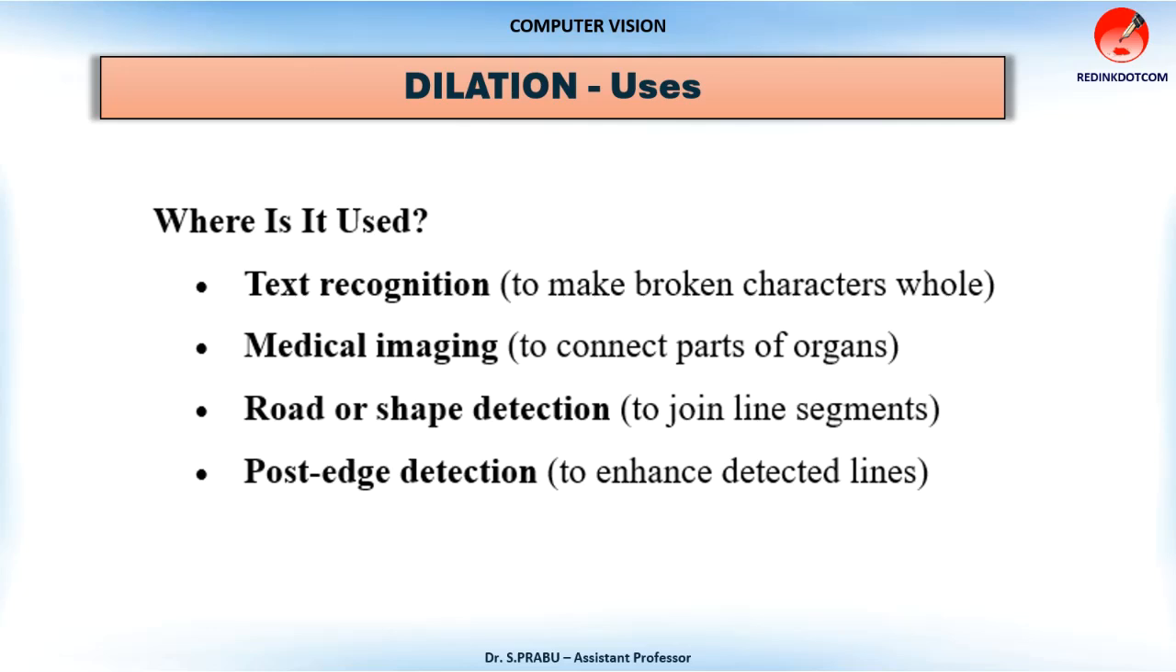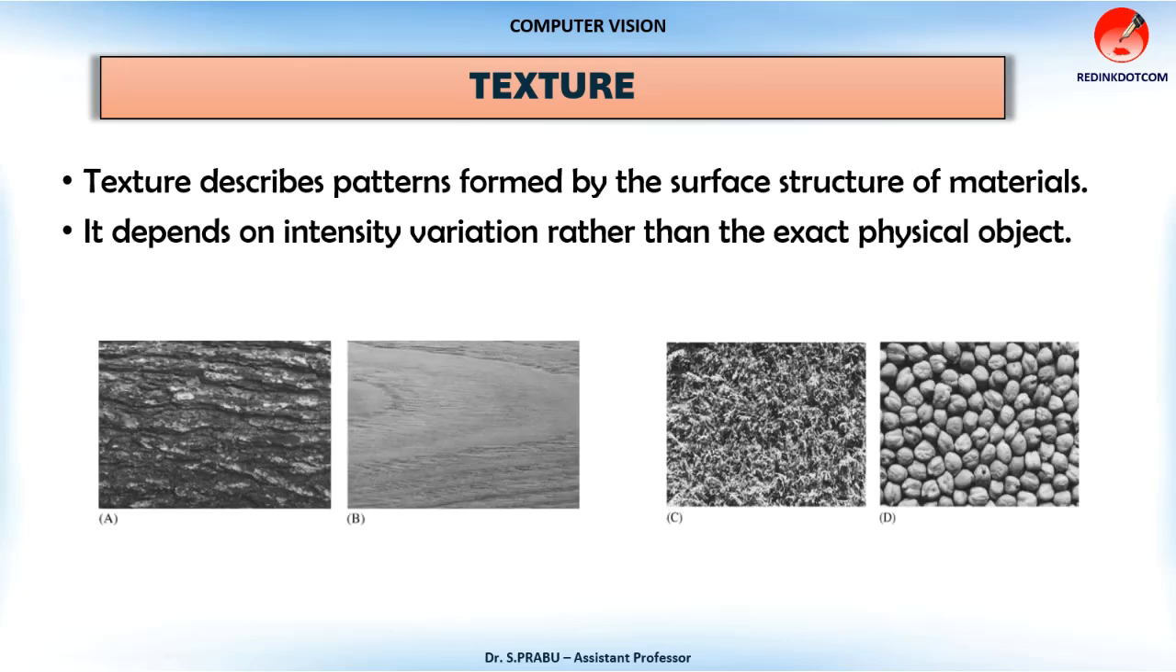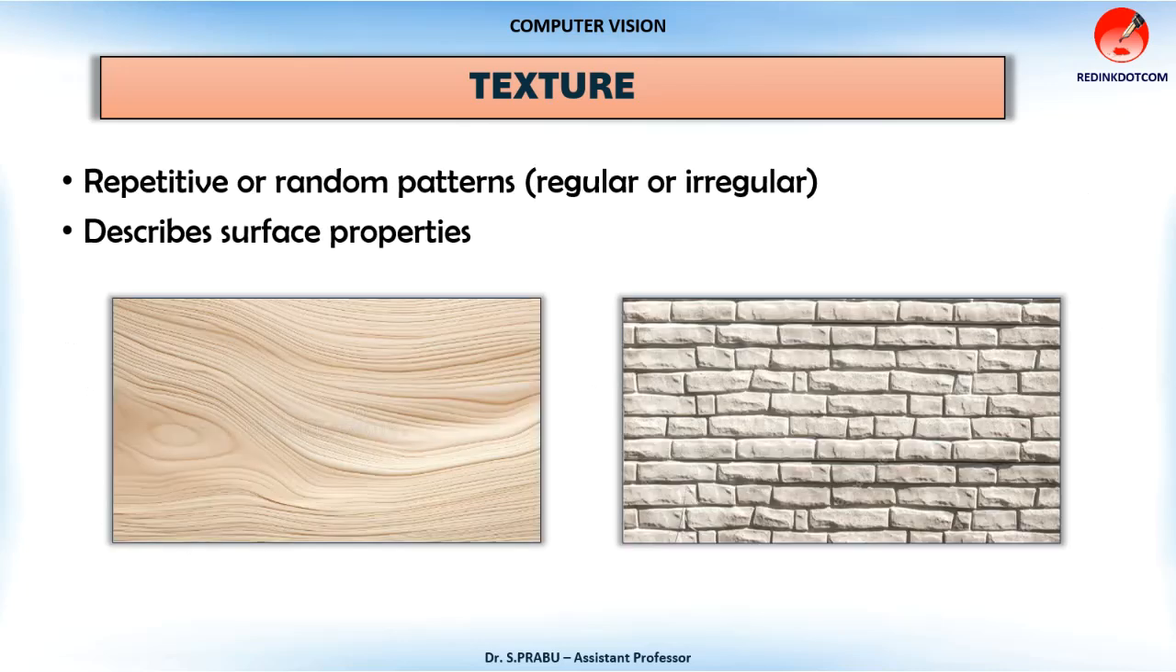The next and last concept is texture. Texture refers to the spatial variation in intensity or color within a surface or region of an image. In simple terms, it describes the visual pattern or the arrangement of small surface elements, which we call texels or texture elements. Unlike a single intensity value, texture focuses on how intensity changes across areas. The variation is what gives the sense of smoothness, roughness or patterns in an image, and it is very useful for analyzing and recognizing different objects or surfaces.